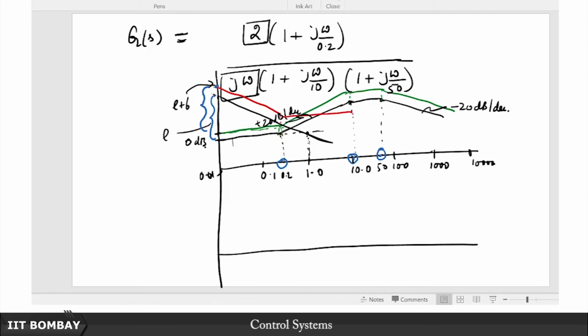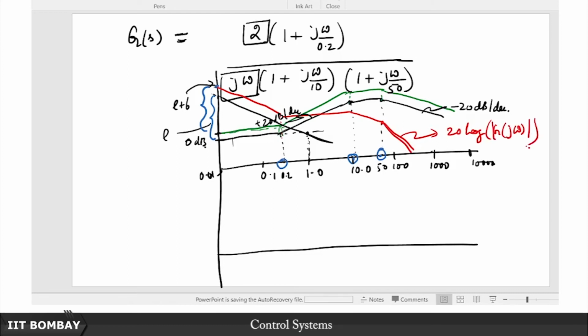So you will again have a slope of minus 20 dB per decade, and again at 50 you see that from 50 onwards this has a slope of minus 20 dB per decade. So you must have a slope of minus 40 dB per decade, and that is it. So this is my 20 log |G(jω)|, just like that.